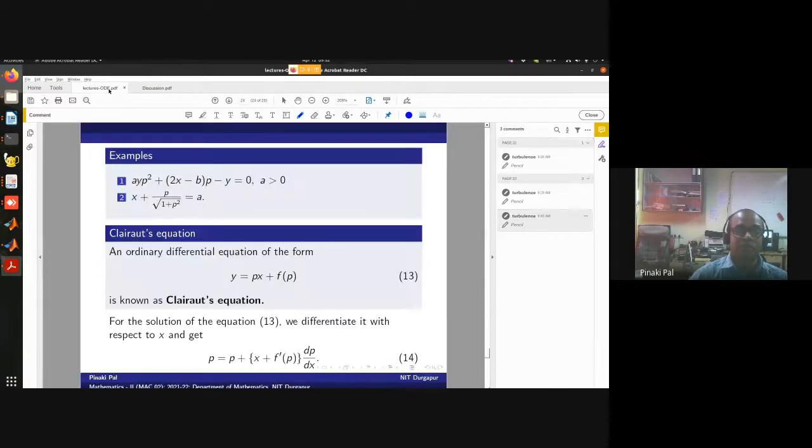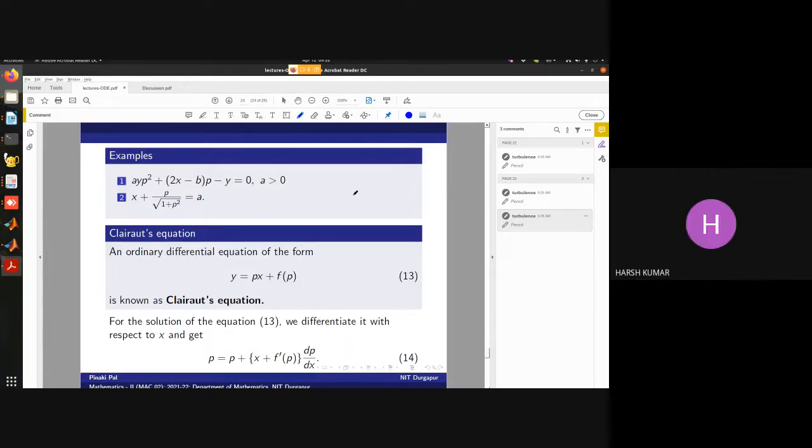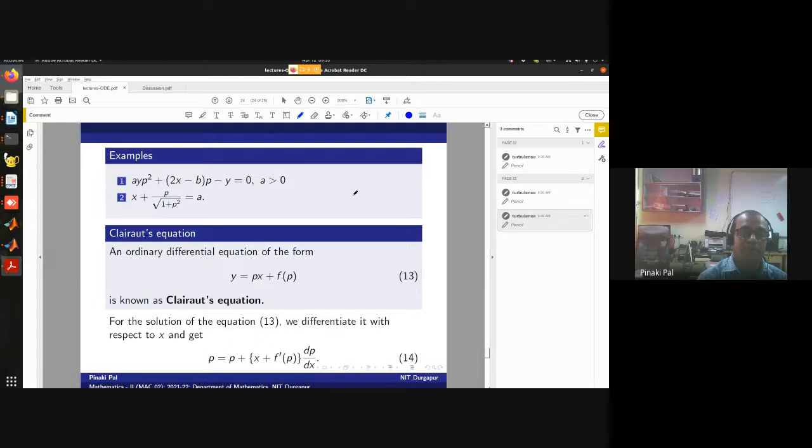Well, now you solve problem number 2. It looks very simple. Find the general solution as well as the singular solution for problem 2: x plus p by root over 1 plus p square. Sir, we have another class.